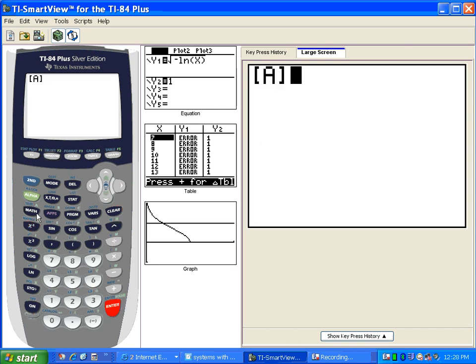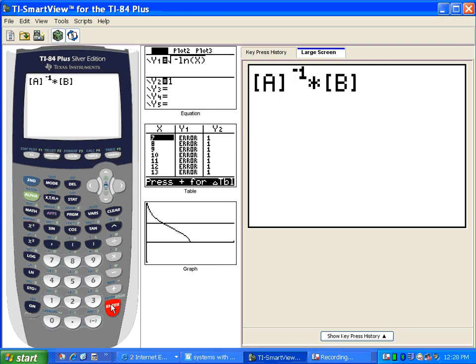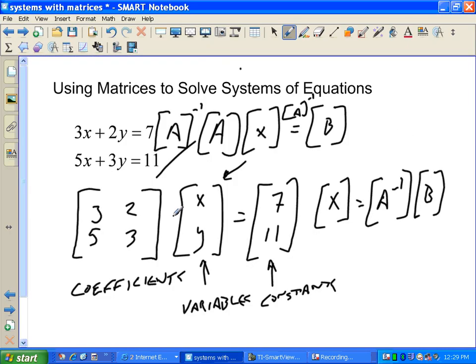Then we're going to hit the inverse button, which is that one right there, so it shows up right on our screen. We're going to do A inverse multiplied by matrix B, which is number 2. When we do A inverse times B, we get that answer. So it turns out that this number is my x number, that number is my y number. That's the solution to the system of equations that we just dealt with.